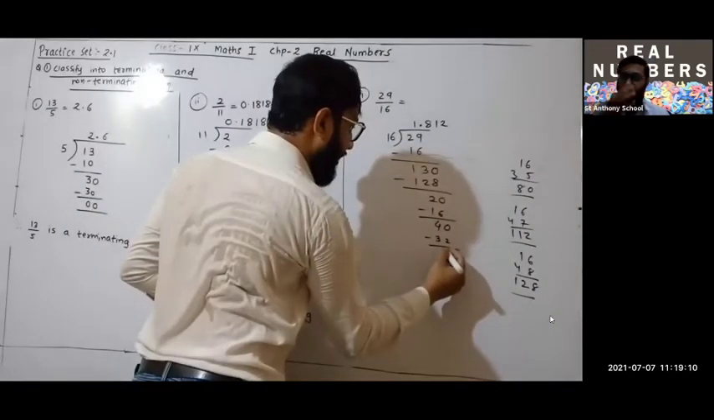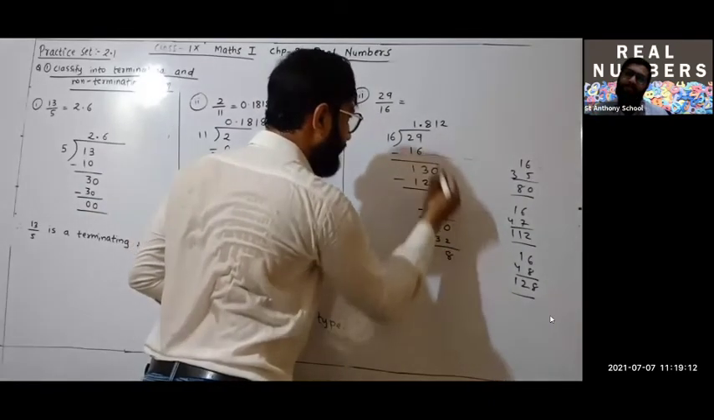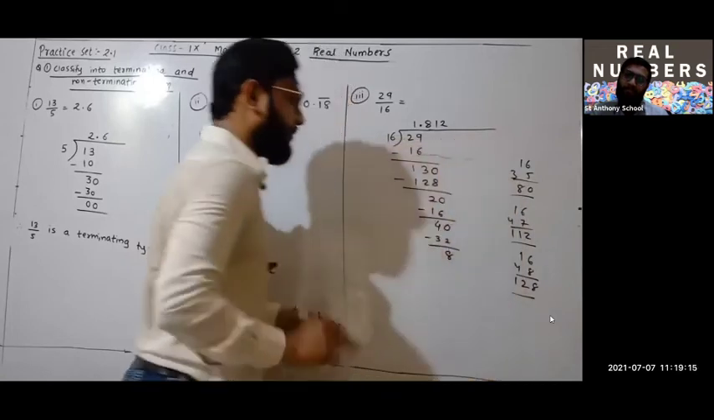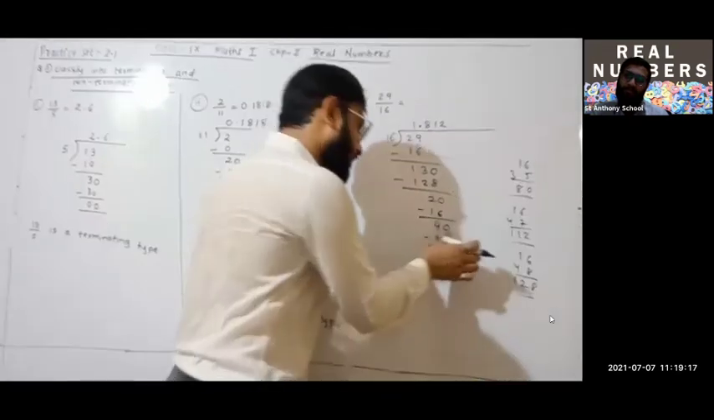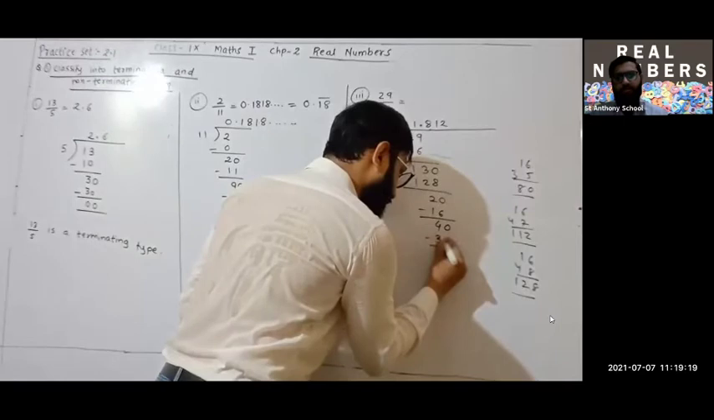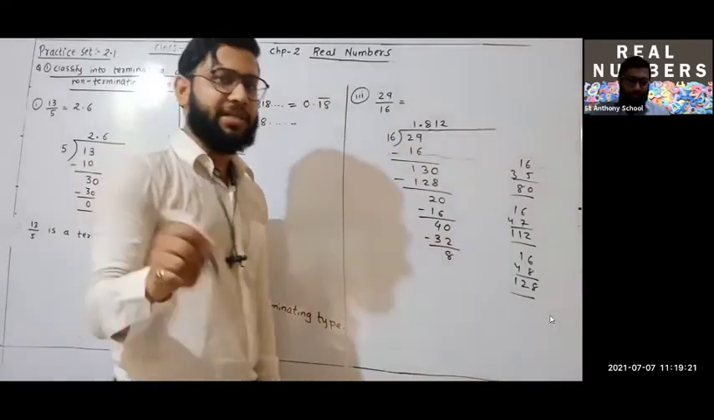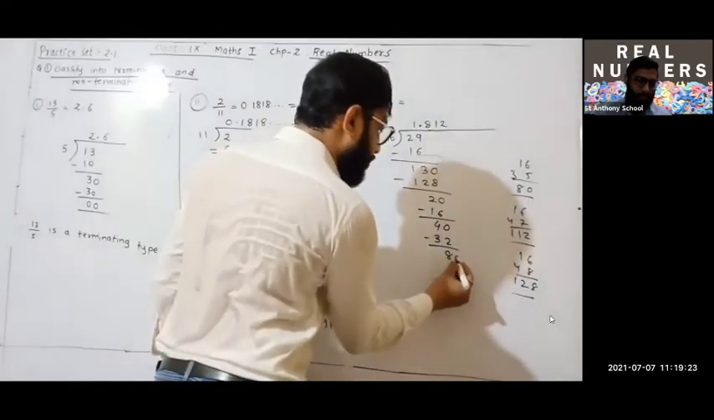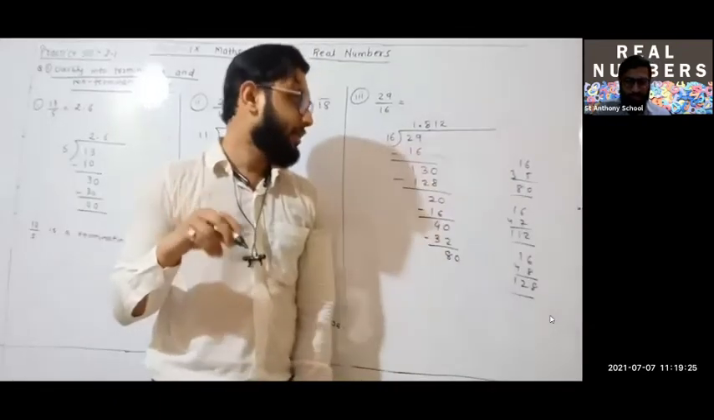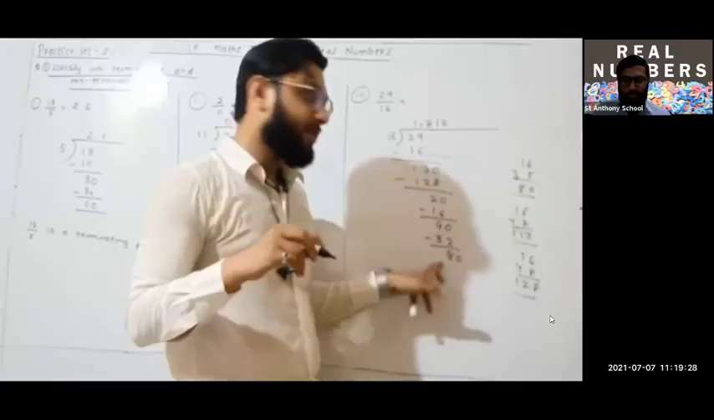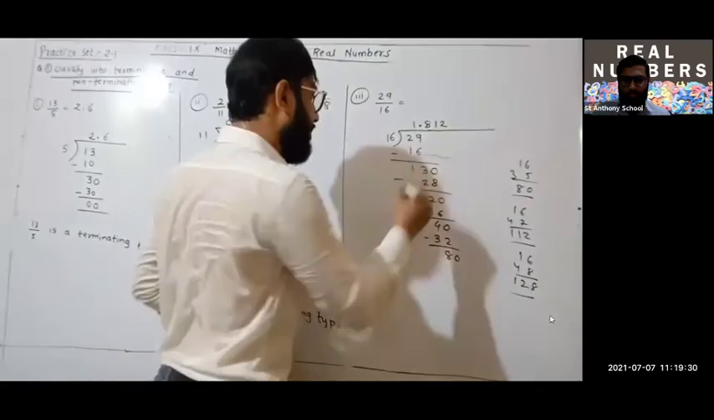40 minus 32 is 8. Yes guys, focus here. 40 minus 32 is what? This is 32. Minus 32. This is what? 8. So 8 is a smaller number. What will you take? 0. You will take 0. So what will you take? Yes, 80. 16 5 is 80. I got the answer. 16 5 is 80 you got.